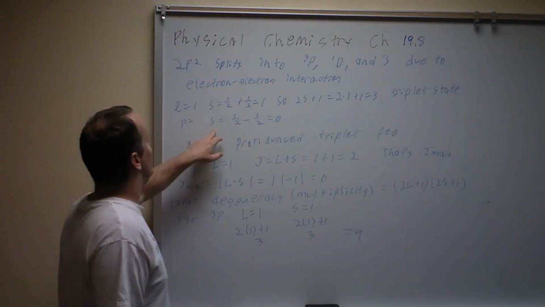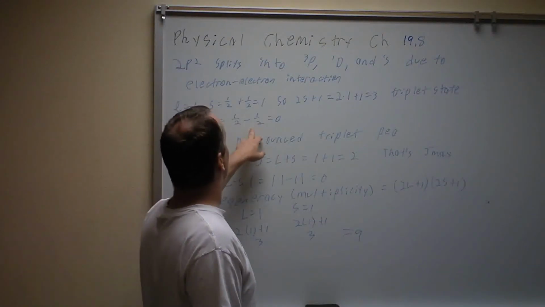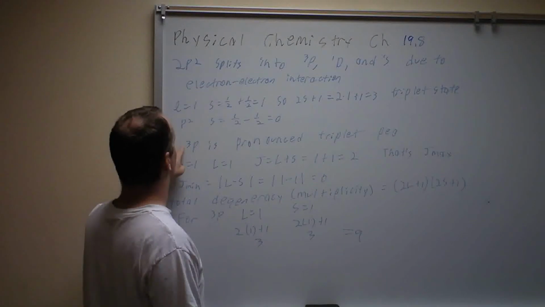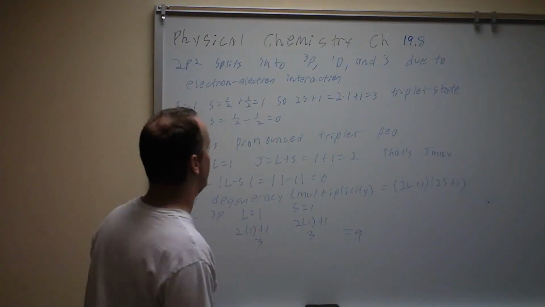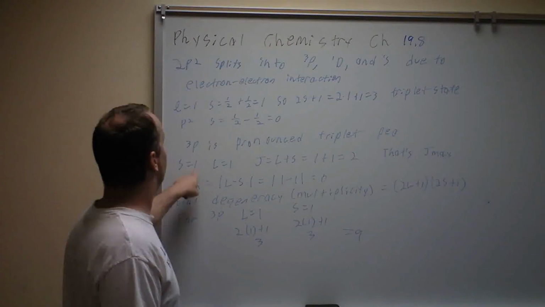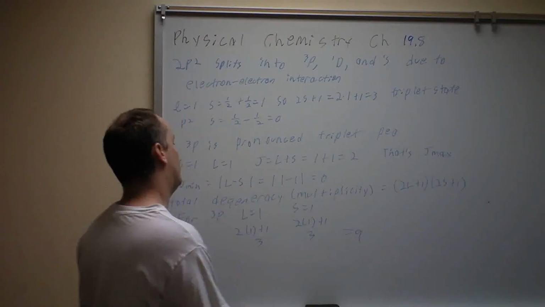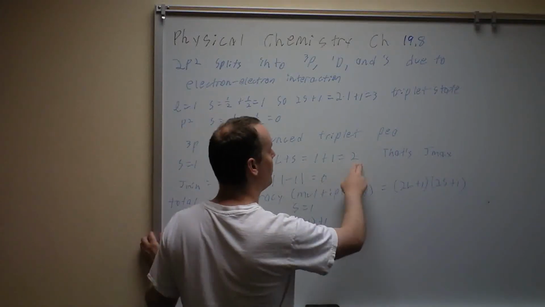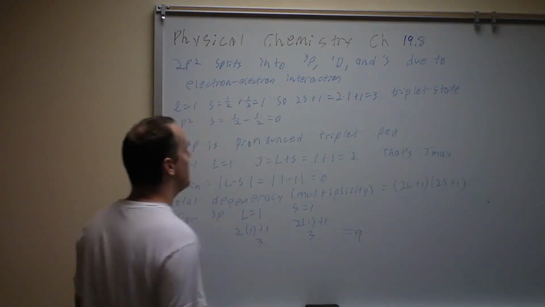And for p2, we get S is equal to 1/2 minus 1/2 is equal to 0. Now, like I said, if you have this 3P here, it's pronounced triplet P. I pronounced that wrong a couple of times, so I got to remind you here. So anyway, S is equal to 1 and L is equal to 1. So J, remember, is equal to L plus S. So we get 1 plus 1 is equal to 2. And that's our J max.